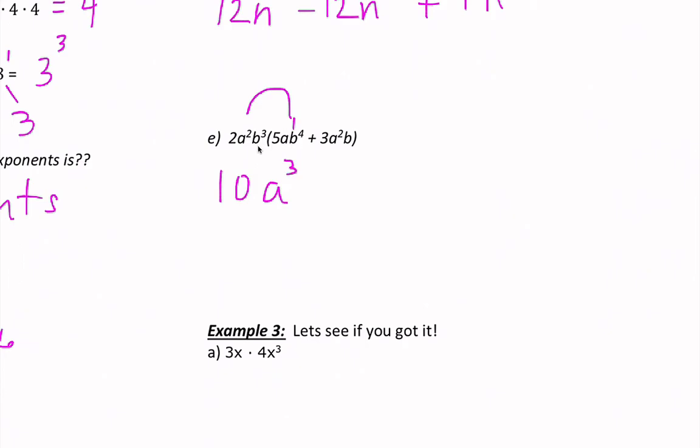Okay, now we have to do these b's, so I'm going to go ahead and write b before I forget. I'm going to take b to the third and multiply it by b to the fourth. I add my exponents, 3 plus 4 is 7, so that gives me b to the seventh.